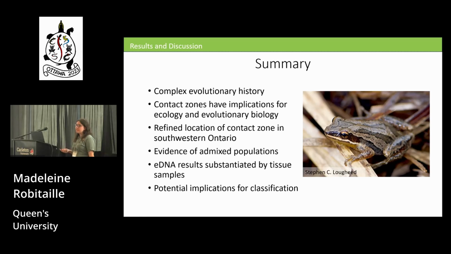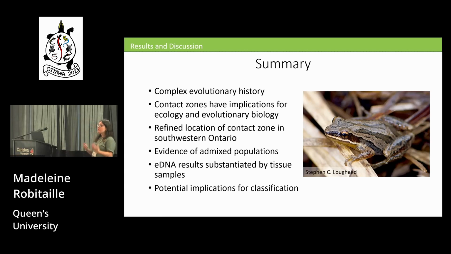This work also gives proof of concept for using eDNA for this type of survey because my eDNA samples have been substantiated by Ying's tissue samples. All taken together, this has potential implications for the classification of Pseudacris maculata and Pseudacris triseriata in southwest Ontario, which could in turn have implications for the protection that they receive under the Species at Risk Act.